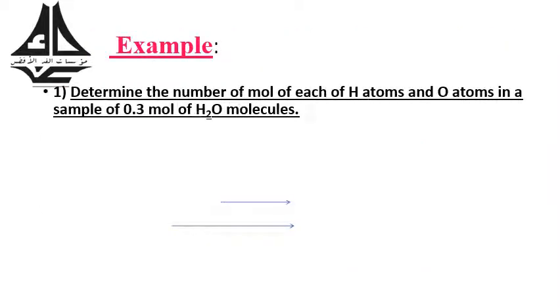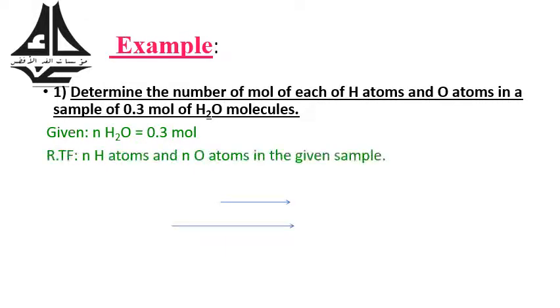Example 1. Determine the number of mole of each of H and O atoms in a given sample of 0.3 moles of H2O molecule. We are given then the number of mole of the molecule water, which is 0.3 moles, and it's required to find the number of mole, small n, of H atom and the number of mole, small n, of O atoms in this given sample, which is 0.3 mole of water molecule.